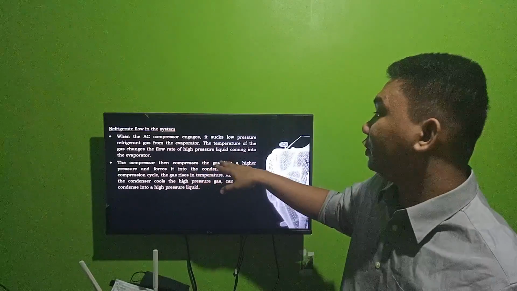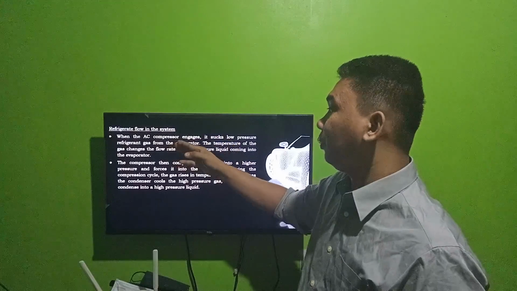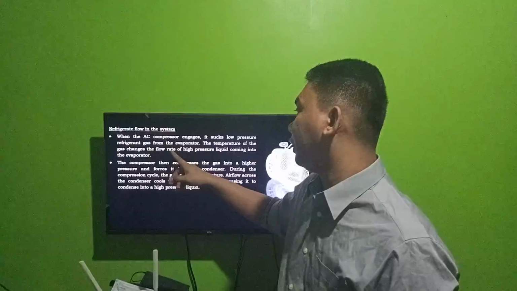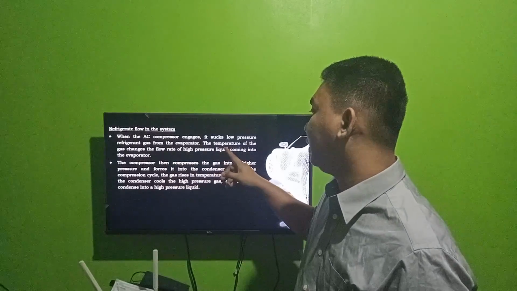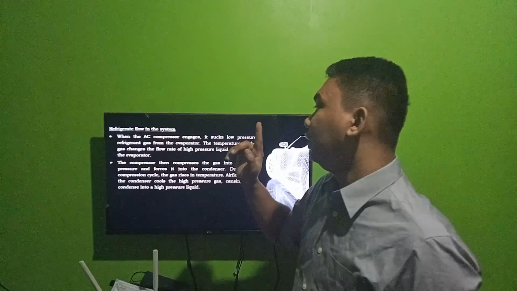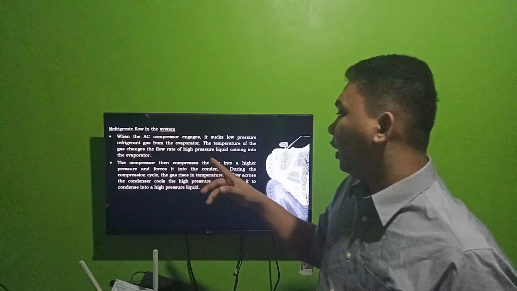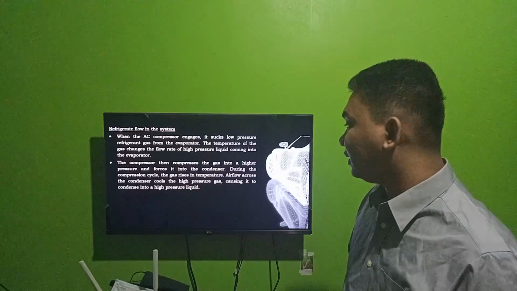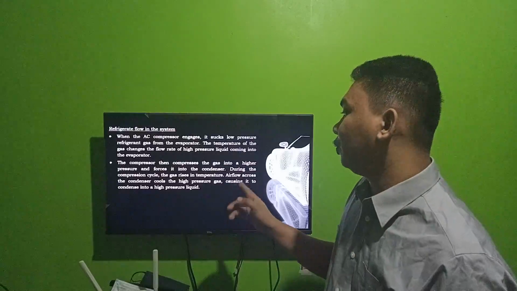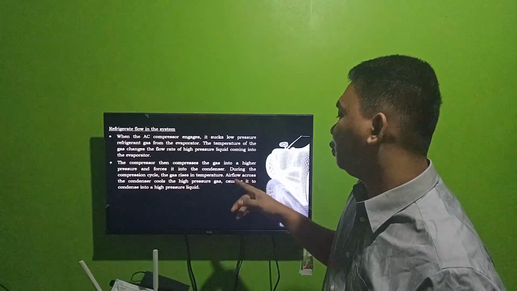When the AC compressor engages, it sucks low pressure refrigerant gas from the evaporator. So the temperature of the gas changes the flow rate of high pressure liquid coming into the evaporator. Okay? The compressor then compresses the gas into a higher pressure, and forces it into the condenser.